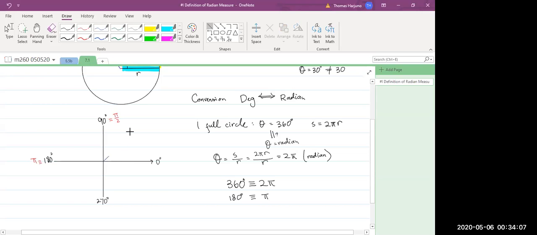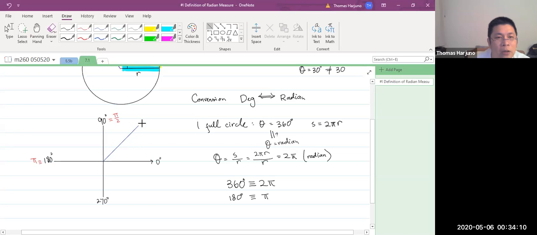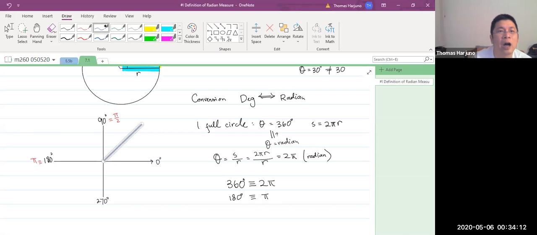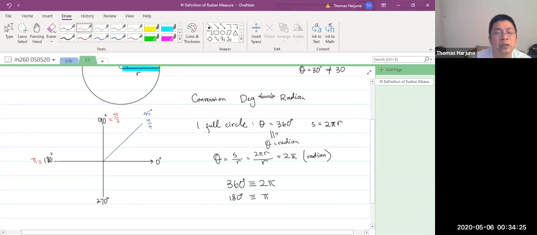Now how about 45 degrees? Pi over 4, because 45 degrees is half of that 90 degrees, right? Now, 30 degrees is 90 degrees divided by 3, so pi over 2 divided by 3 is pi over 6.